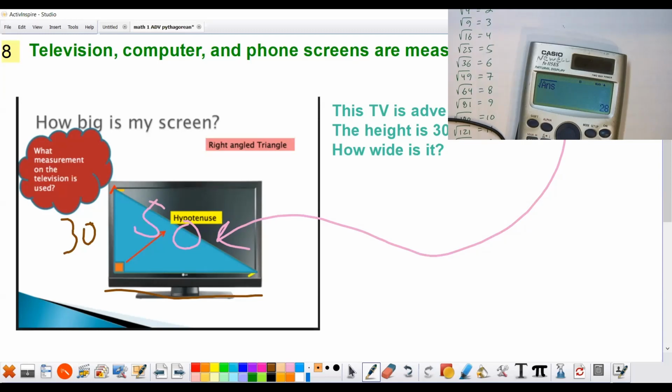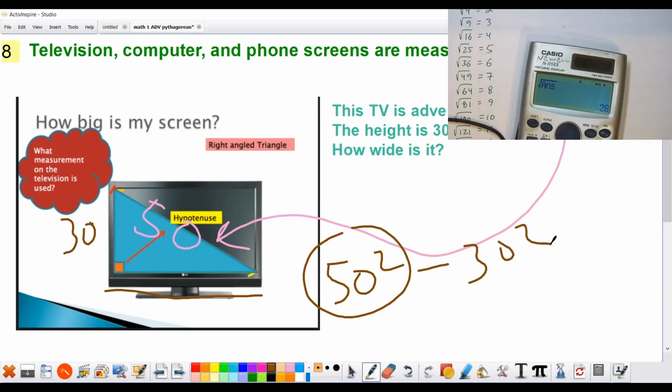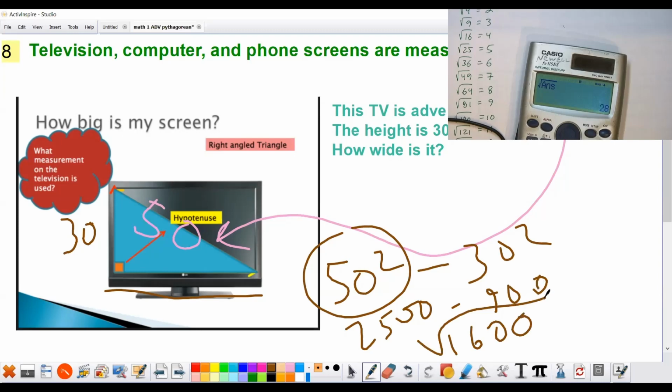And if I do the Pythagorean theorem backwards, 50 squared, because I got the hypotenuse, I got the big guy, minus 30 squared. Do your work here: 2,500 minus 900, 1,600. Square root of 1,600 is 40. Wait a minute, 3, 4, 5. Not always 3, 4, 5. I'm doing that on purpose to make it easy.